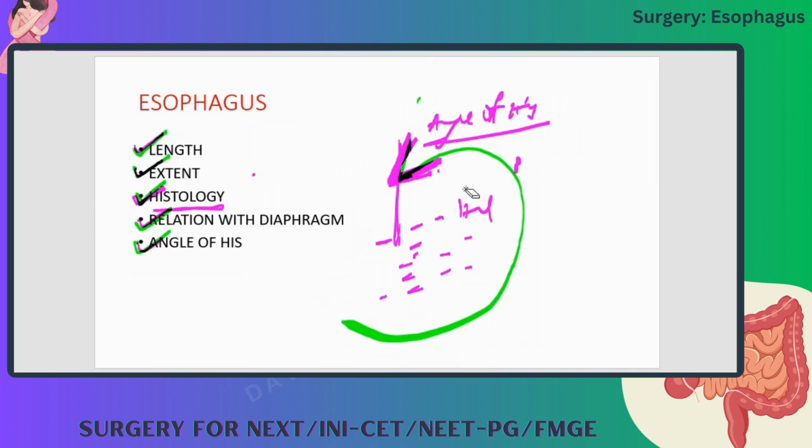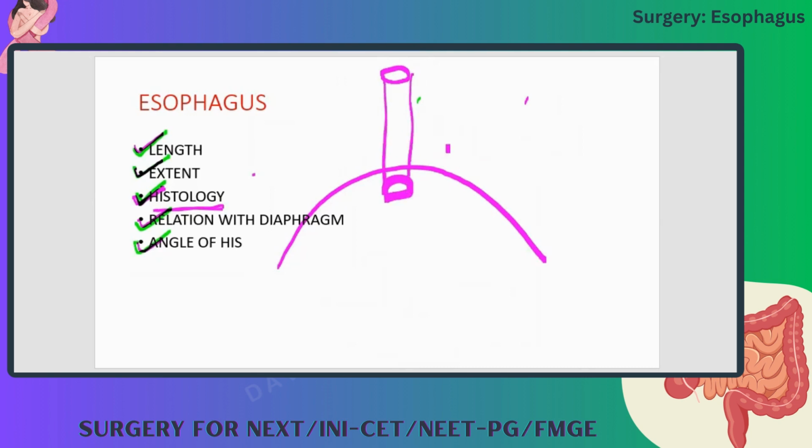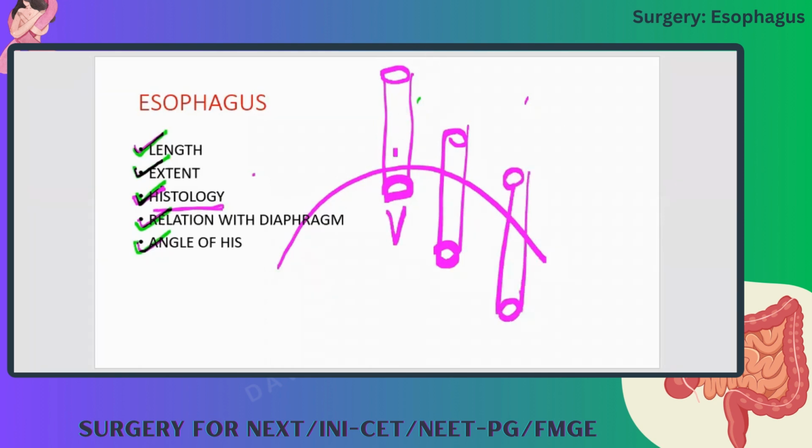Okay. So then we'll come again to the relationship with the diaphragm. The diaphragm is a conical structure like this. It has 3 openings: 1, 2, and 3. The inferior vena cava opens in the upper opening, the esophagus opens in the middle opening, and the aorta opens in the lower distal opening.